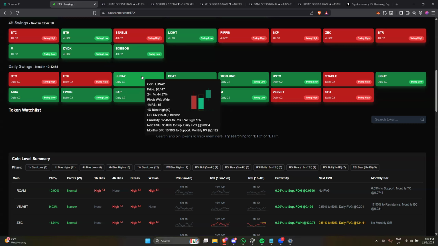What else can I read? The proximity to the previous week high is 12.45%, and it's not indicating that it's swept. So this would assume that the previous week high is above the current price. The previous week high and previous week low, based on SMC, are usually considered a sweep high, sweep low. That's a very good indication for potential reversal. Generally, price reverses after a sweep. I mean, that's one thing.